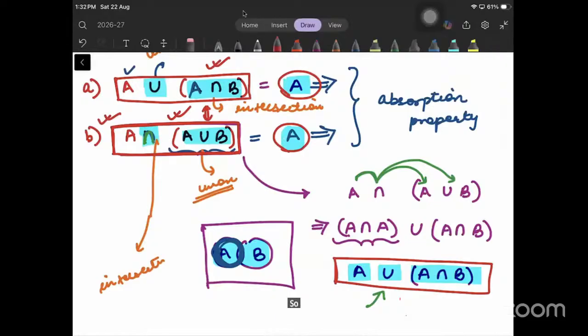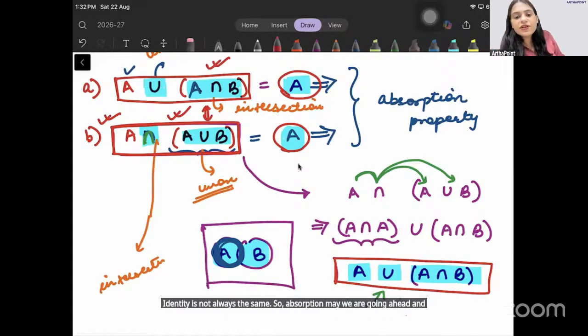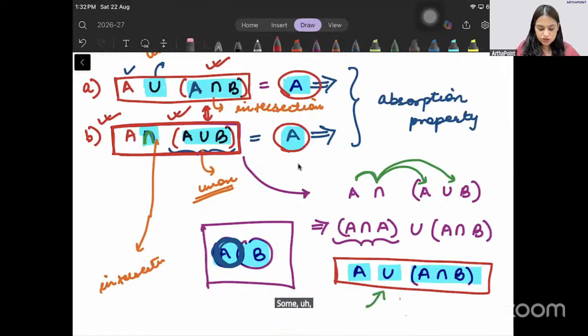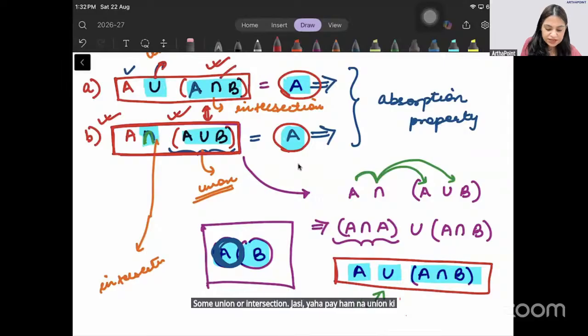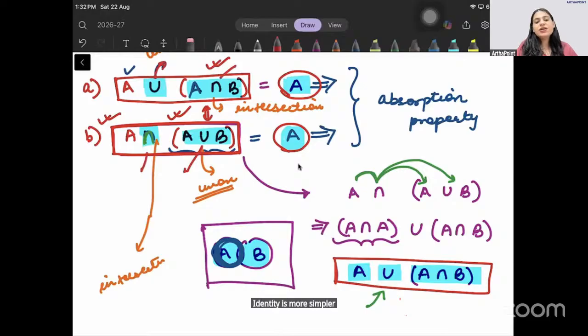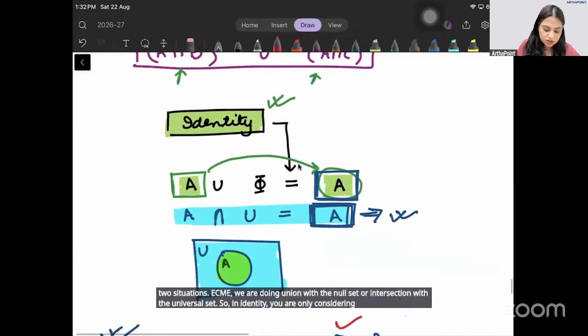So is identity and absorption the same? Identity is not always the same. In absorption we are saying that we are doing union or intersection with some union or intersection, like here we did union with intersection, intersection with union. Identity is simpler. Identity says that we are only dealing with two extreme situations: union with the null set or intersection with the universal set. So in identity, you are only considering two sets.